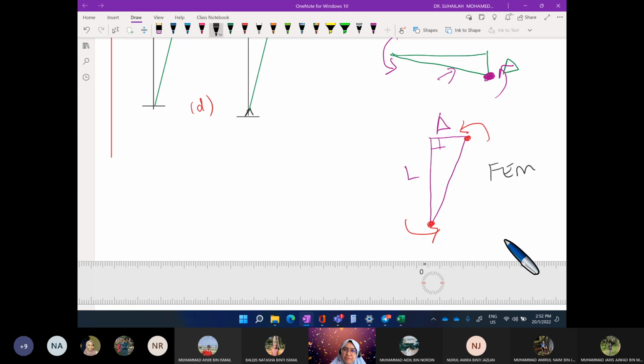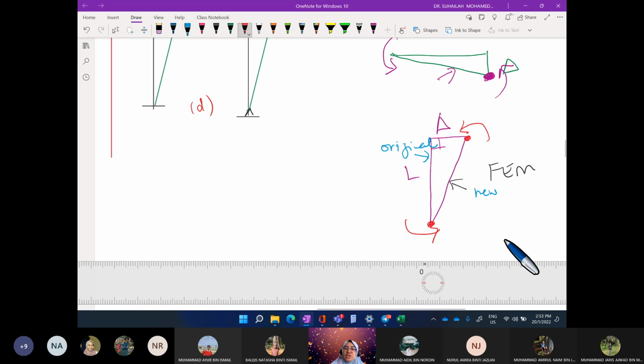And FEM is negative whenever the column is moved to right direction. It is FEM must be negative because we have to apply moment counterclockwise in order to push back the inclined column to original position, which is straight position. This is new. This is original. So we will apply moment to push back the column to its original position. So the moment is in counterclockwise direction. So FEM is actually counterclockwise.